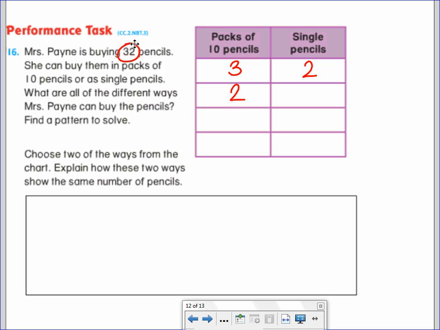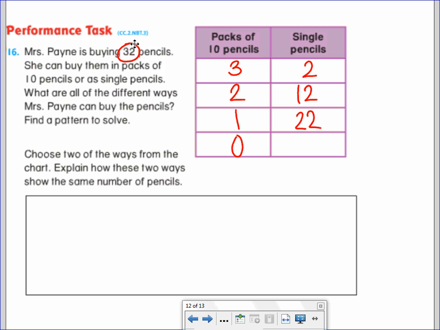Oh, you were going down here. Okay, you're continuing the pattern for me. We can do that. Okay, so on your chart, Justin, what goes here? Yep, 12 is correct. If she decides to trade another box of 10 for singles, and she only wants 1 box of 10 and the rest are singles, how many does she need to make 32? CJ? 22. Yep, good job.